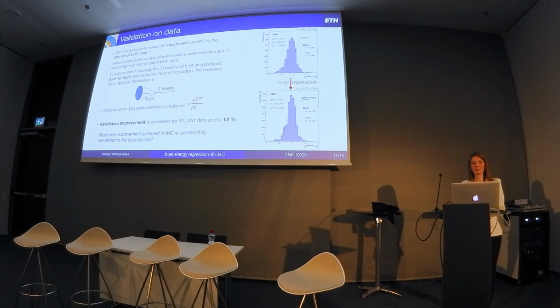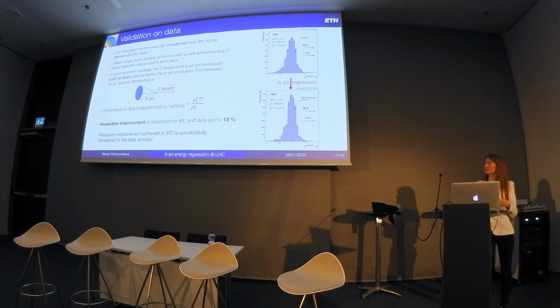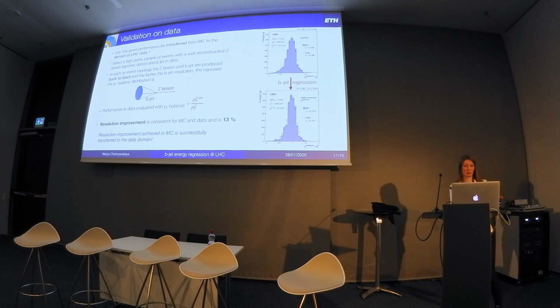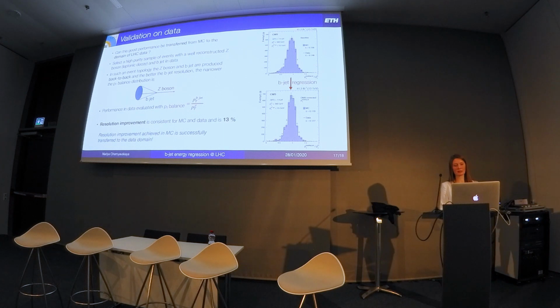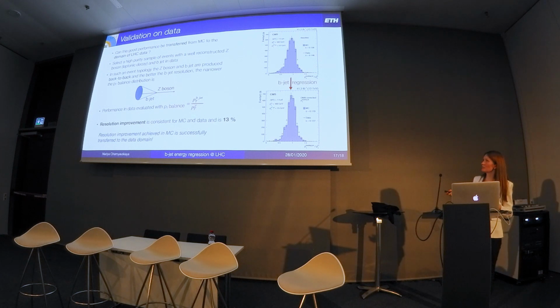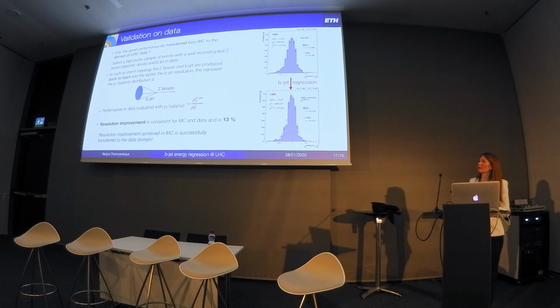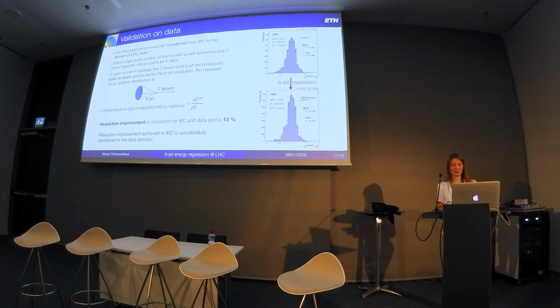To check whether we get the same performance in data, we select a high-purity sample of events with a B-jet and a well-reconstructed Z boson in data. The reason for this event topology is that the Z boson and the B-jet are back-to-back, which means that the ratio of their energy should be around 1. And the better the resolution of your B-jet, the narrower the distribution of the ratio of the pT, the momentum of the jet, and the momentum of the Z is going to be. This variable is called pT balance, and we can evaluate the performance in data using it.